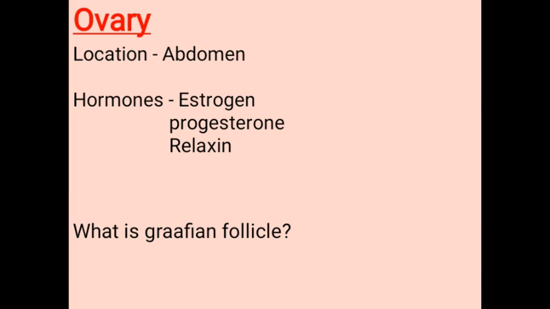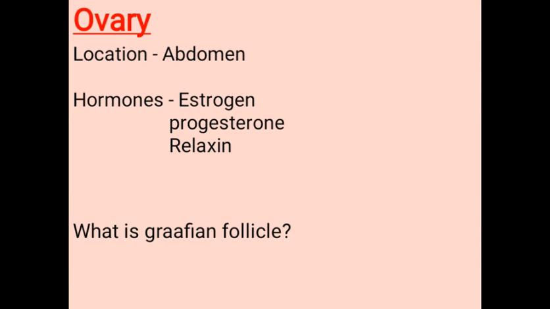Now what are Graafian follicles? We know ovary contains some follicles, and the matured follicles of ovary are termed as Graafian follicles. Now function of estrogen. Estrogen controls the secondary sexual characters in female. The feminine nature of the female is maintained by estrogen. It also helps in the growth of sexual organs in female. Estrogen also helps in ovulation.